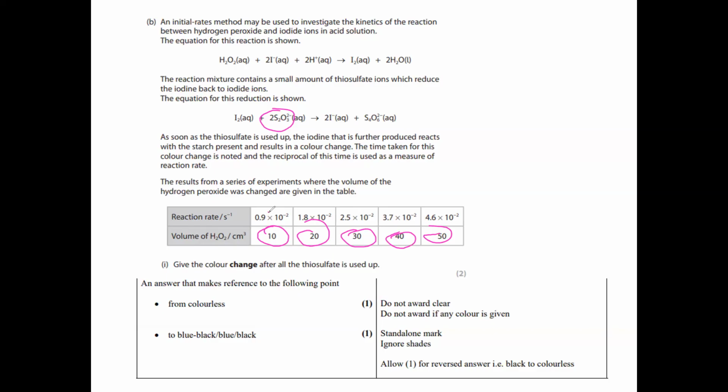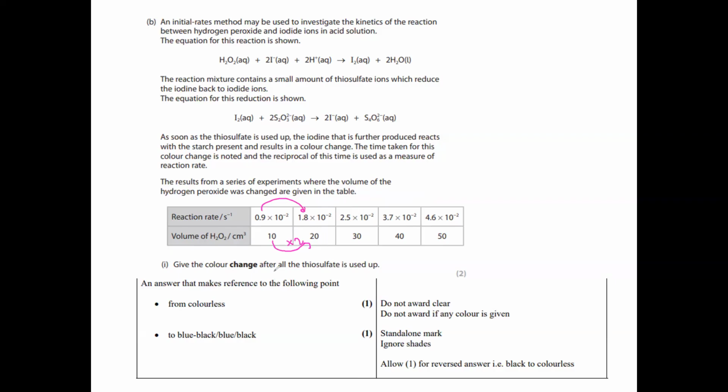You can clearly see that the rate is increasing when you increase the volume of hydrogen peroxide. And also you can see that when you increase the volume of hydrogen peroxide by 2 times, the rate also roughly increases by 2 times. 0.9 becomes 1.8.